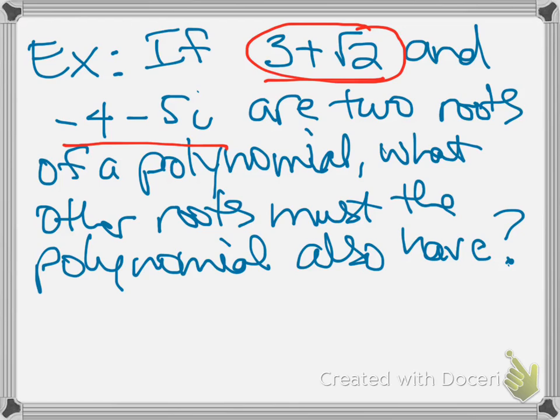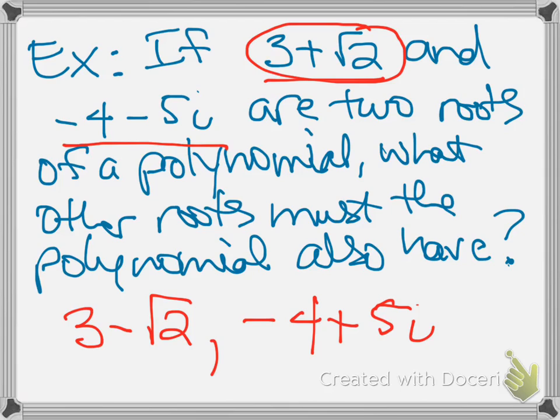So if we have 3 plus the square root of 2, we must also have the conjugate pair of that root, which would be 3 minus the square root of 2. So our polynomial must have 3 minus the square root of 2 as a root. In the same way, we also said that complex roots occur in conjugate pairs. So if we have negative 4 minus 5i as one of our roots, then negative 4 plus 5i must be another root. And that really is all that you need to know about the conjugate root theorem. And the whole point of this theorem is that it allows you to figure out where the roots of your polynomial must be occurring.